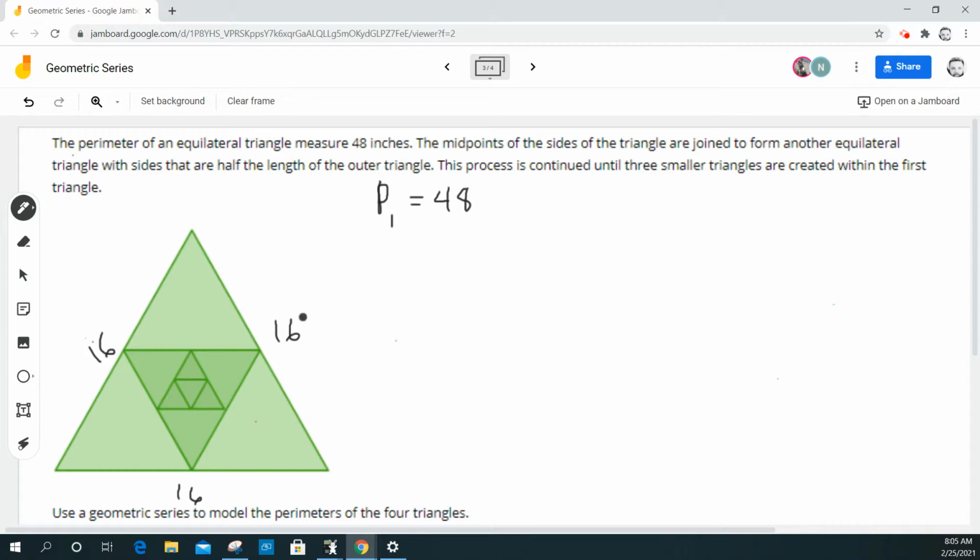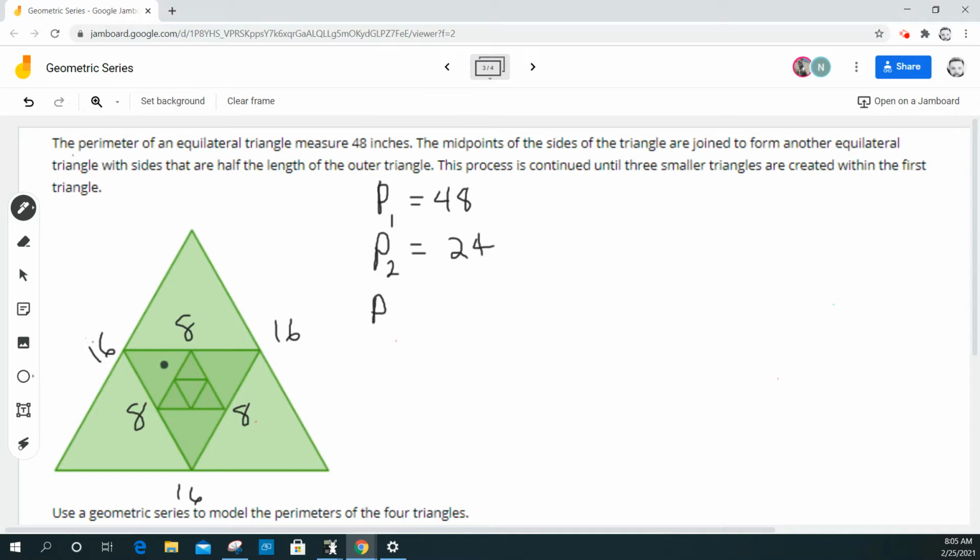Then it says the midpoints of the sides are joined to form another equilateral triangle. Well, if you remember from your geometry classes, this is A, this is A, this is A. So my second perimeter is actually 1/2 of my initial perimeter. And then it says this pattern is repeated.